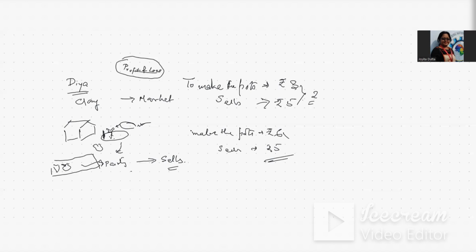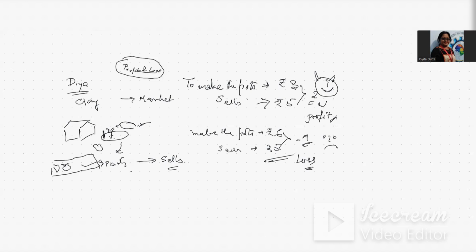So what happened that day? There was a loss of 1 rupee per pot. Whenever she was happy and bringing home a very good amount, she said there was a profit. Whenever she was sad and had a loss, she said, I had a loss. So this is profit and loss.